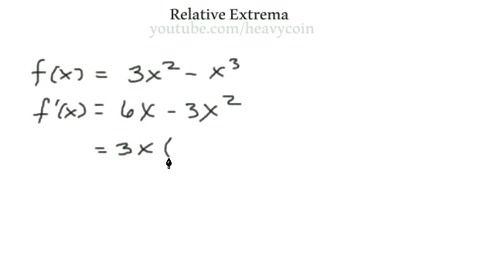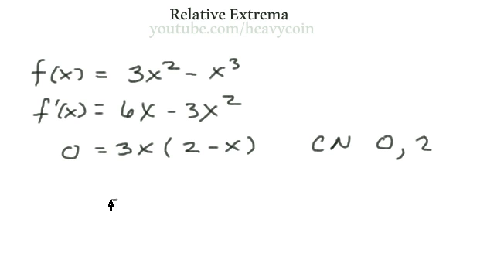We're going to factor out a 3x. We always try to factor things out here, and that's going to leave us with 3x times 2 minus x, setting it equal to 0, and then looking at the solutions to this equation. It looks like our critical numbers are going to be 0 and 2. So the critical numbers are 0 and 2.